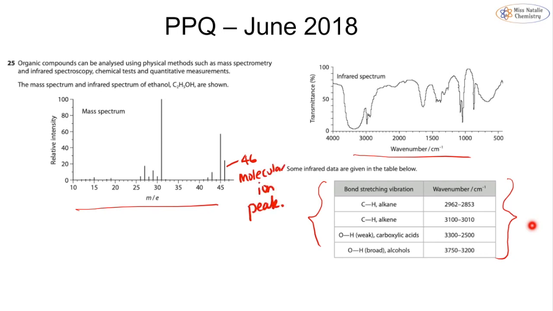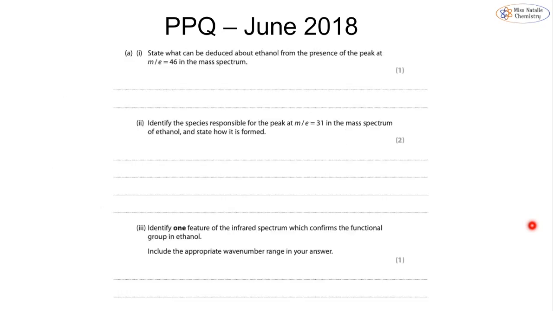And what does that tell us? Hopefully you can remember. It tells us the molecular mass. So it means that ethanol has an Mr of 46, Mr being your molar mass or your molecular mass.